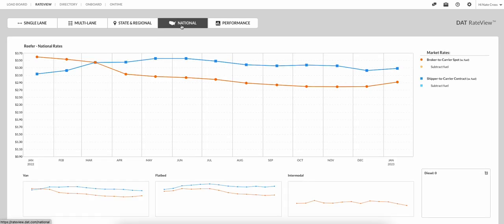I can see national averages too. So I can see what van rates, or reefer rates, or flatbed rates have done over the last year. And we're seeing a difference between the blue, which is going to be our shipper to carrier contract rate, while us as brokers in the spot market are this broker to carrier spot right here in the orange.